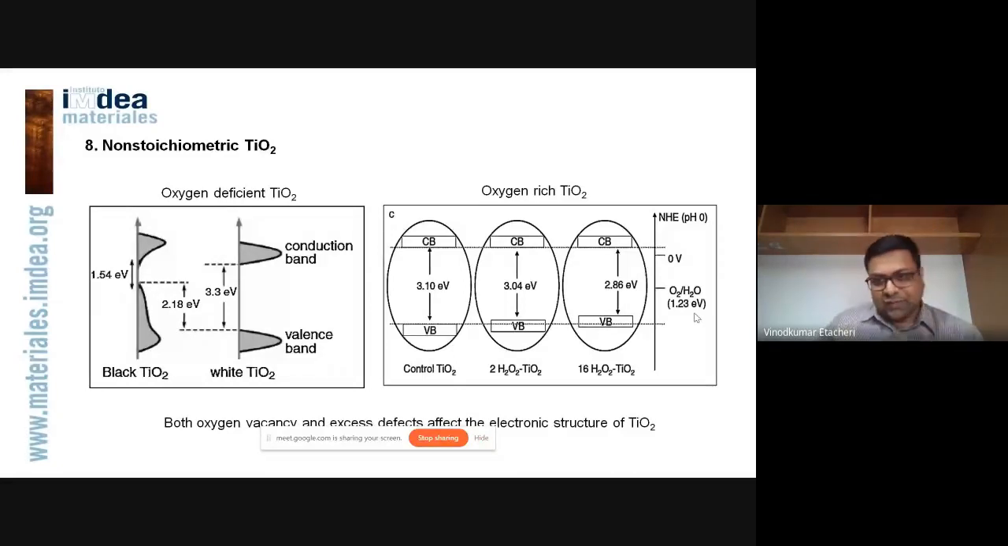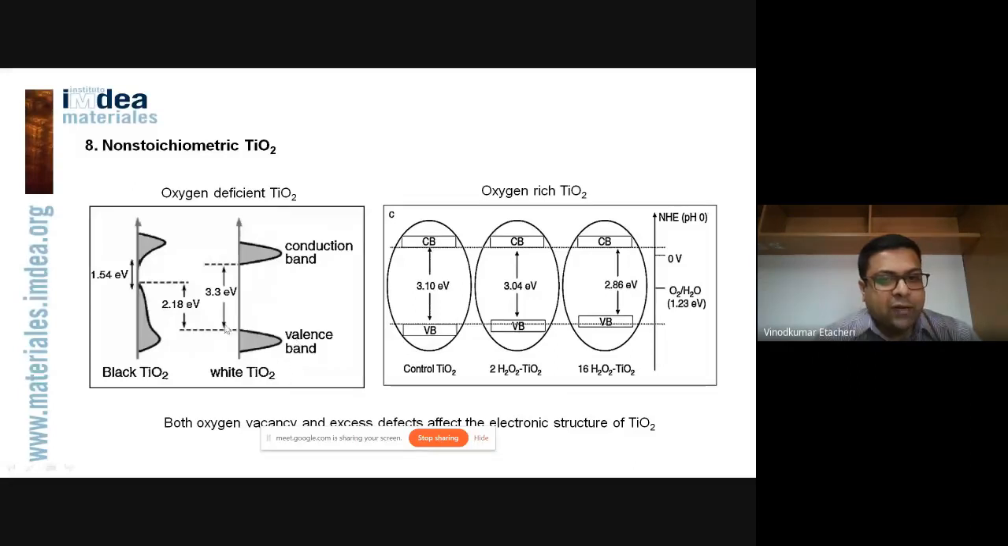If you consider TiO2, there are 2 oxygens for each titanium. This is one of the recently reported methods for visible light activation: changing the ratio between titanium and oxygen. We can make the material either oxygen deficient or oxygen rich by controlling the synthesis conditions. You can see the electronic structure here, black TiO2 and white TiO2. TiO2 is normally white in color, which is stoichiometric. So there are 2 oxygens for 1 titanium, a 1 to 2 ratio.